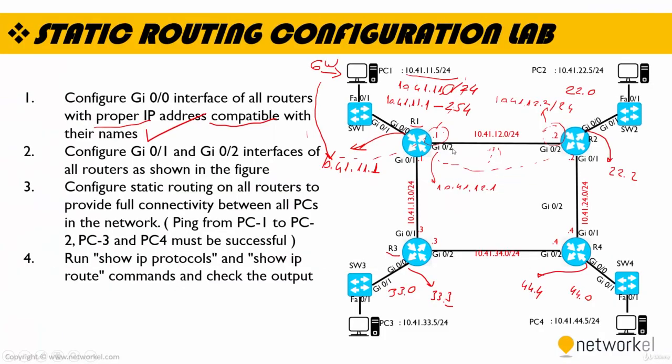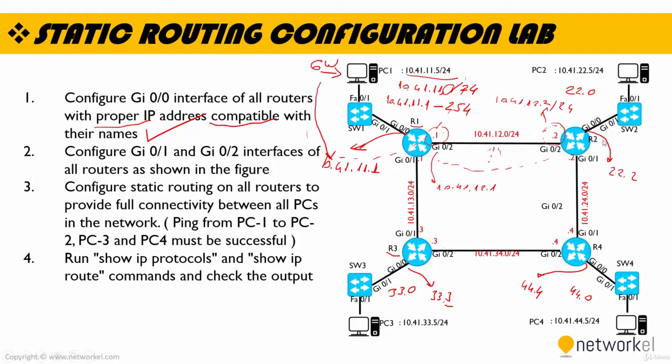As you can see, Gig0/2 is 12.1 and Gig0/1 is 13.1. Pretty cool, pretty straightforward. There's no problem. We can easily implement the IP addresses as shown in the figure, right? So let's take a look at router 2 now.